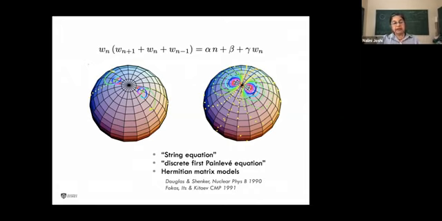I should mention that the name discrete first Painlevé equation was coined by Fokas, Its, and Kitaev in their landmark paper in the 90s, early 90s. And they also showed that this equation is related to coefficients of recurrence relations for orthogonal polynomials with exponential weights, where the exponential is a function of a quartic variable.